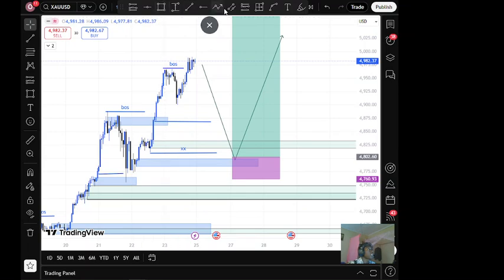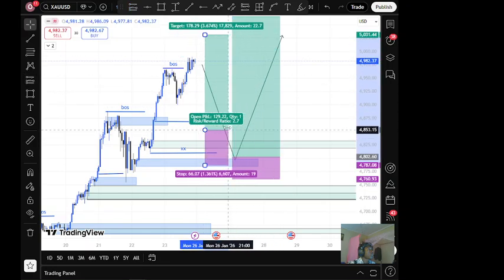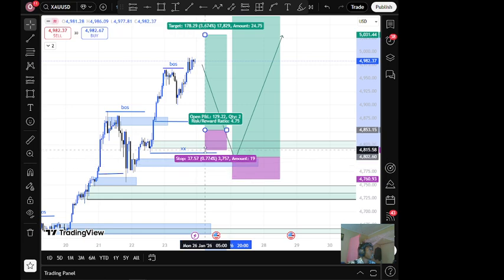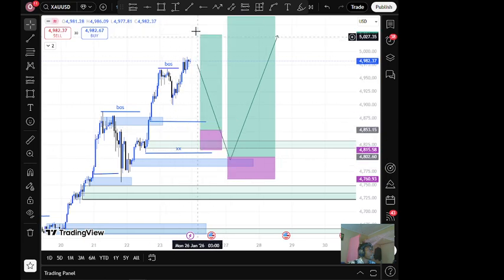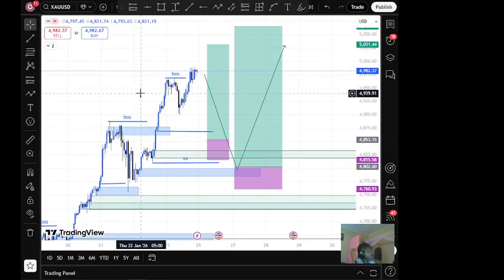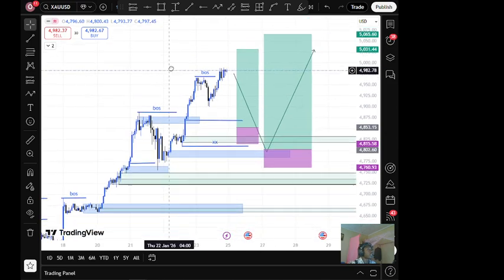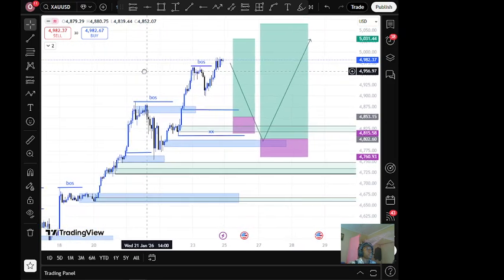So the price might react from this zone here. Yeah, from this zone here. As I see it, liquidity reacts from this zone, then pumps to the upside. Yeah, this is basically what I'm looking at next week, Monday.